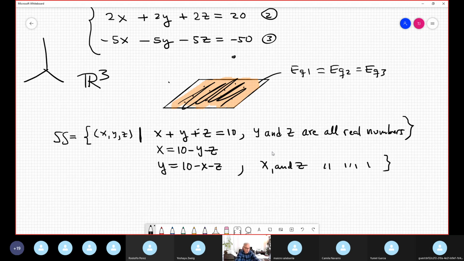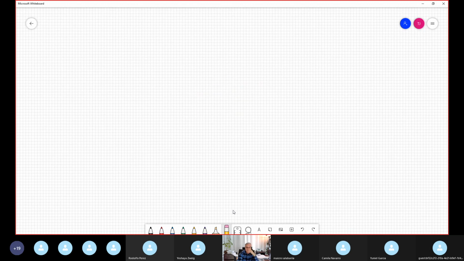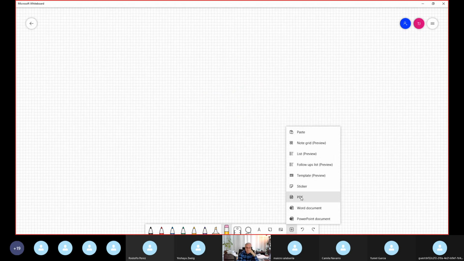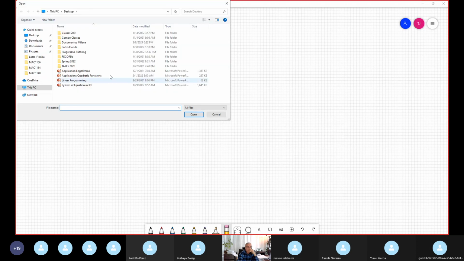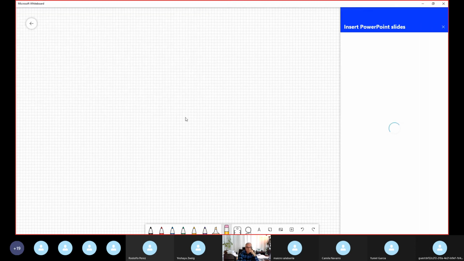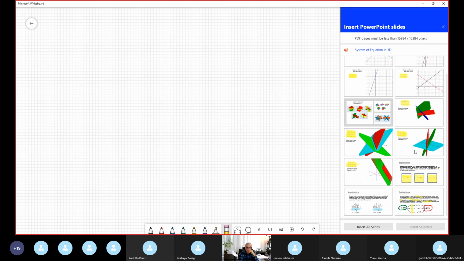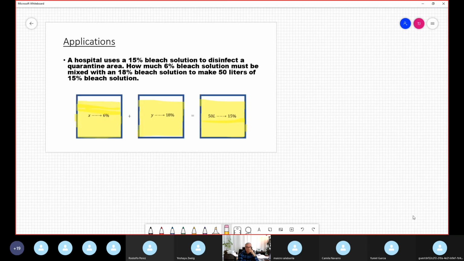Clear. Okay, because I brought in the PowerPoint application, you see what I understand about solutions. I am the expert doing that. I have no problem, but let's apply this in real life. That is the reason I brought the PowerPoint here. Okay, this is the first application problem. This is an actual idea from the coronavirus.